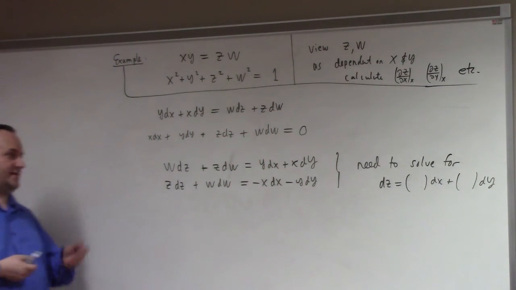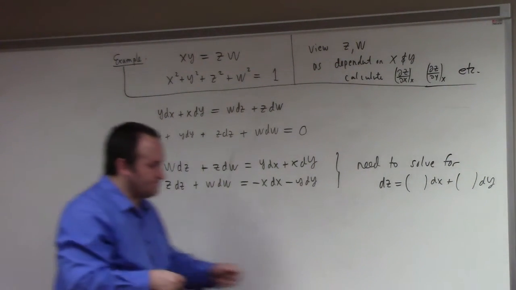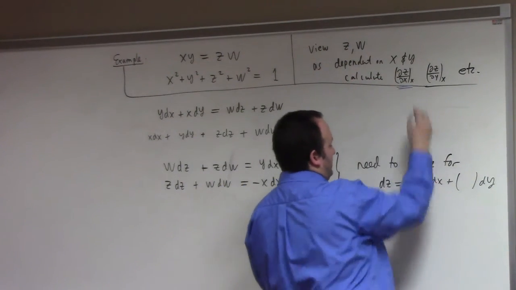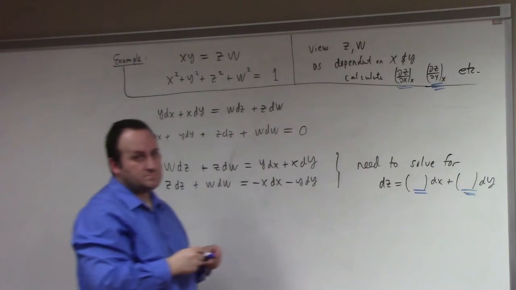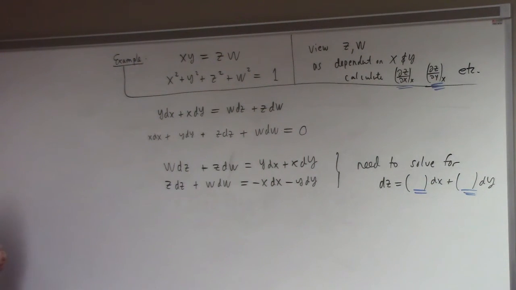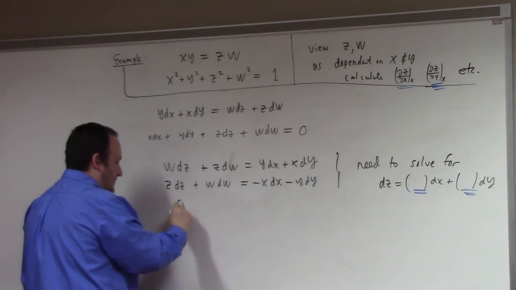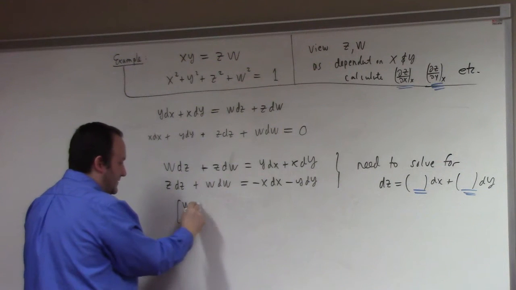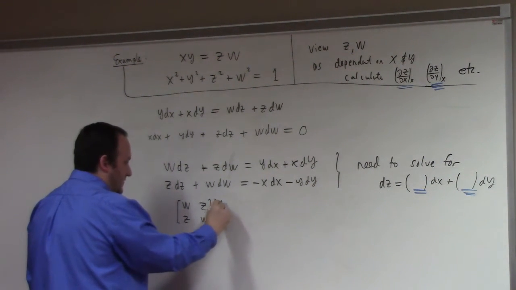If I can solve these two equations in two unknowns, if I can isolate dz somehow, then that will tell me what the partial derivatives are, because the coefficients have that meaning. So how do you solve that for dz and dw? Well, the way I would do it is look at this as a little 2x2 matrix problem. This is the matrix with rows w, z and z, w times the column vector dz, dw.